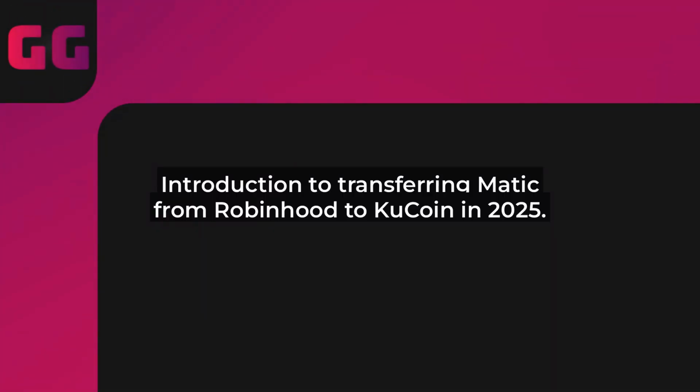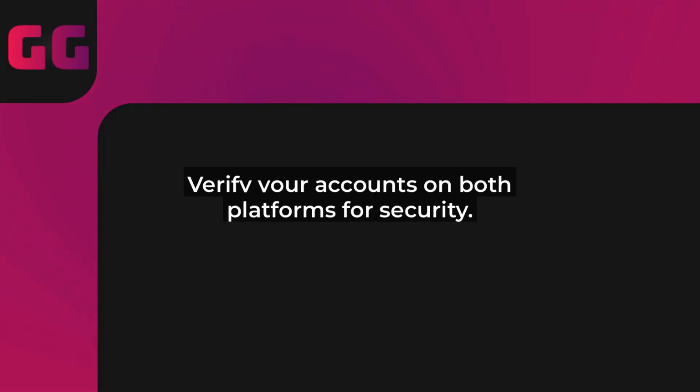Today, we're tackling a super practical topic: how to transfer MATIC from Robinhood to KuCoin in 2025. MATIC, also known as Polygon, is a popular cryptocurrency for fast and cheap transactions, and moving it between platforms like Robinhood and KuCoin can help you access more trading opportunities. Whether you're a beginner or a seasoned crypto enthusiast, I'll walk you through this step by step, so you can do it confidently and avoid common pitfalls.